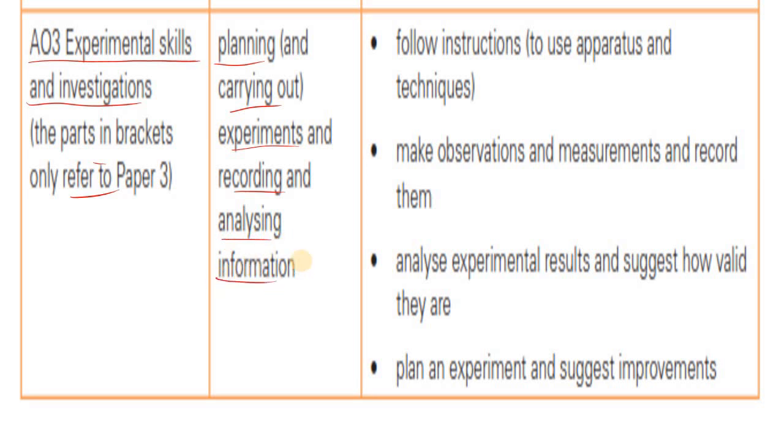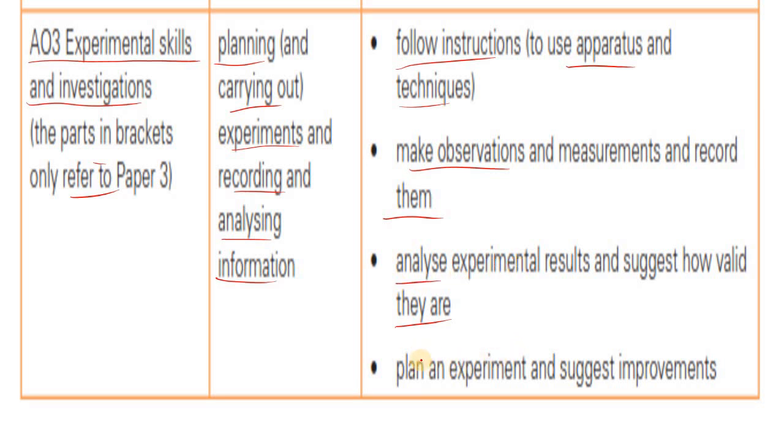Now what are the 4 important main points for the ATP paper? Follow the instructions to use the apparatus and techniques, as I have told you earlier that in paper 2 and paper 4, the name of the apparatus will be asked, and the name of the technique or method, for example preparation or separation technique, will be asked, right? Make observations and measurements and record them, right? Analyze experimental results and suggest how valid they are, right?